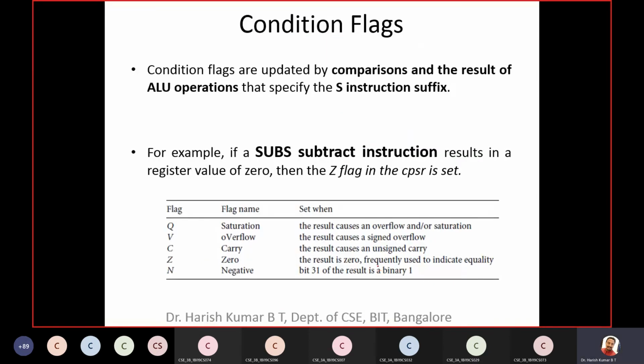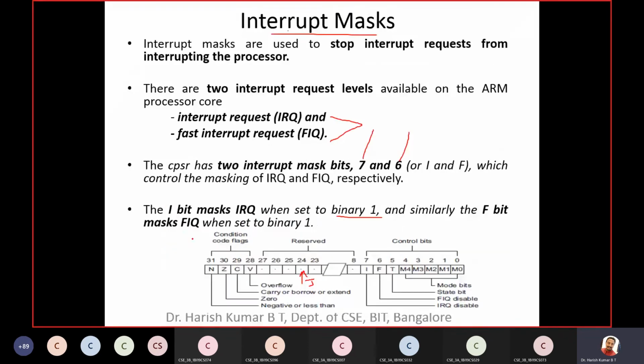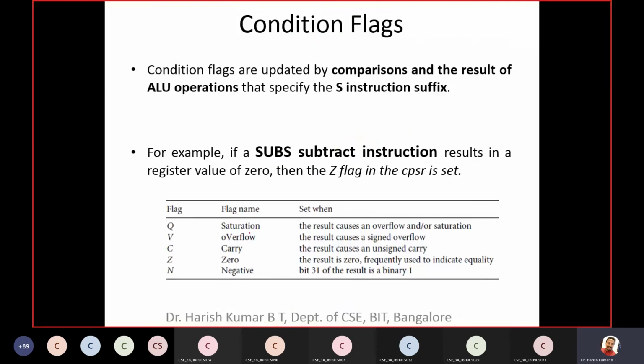Conditional flags, I have also explained these. There is one more here, the 27th bit, which is the Q flag. That is the saturation flag. We don't use that, so let us not worry about it. Next are the overflow flag, carry flag, zero flag, and negative flag, and you can see them here.